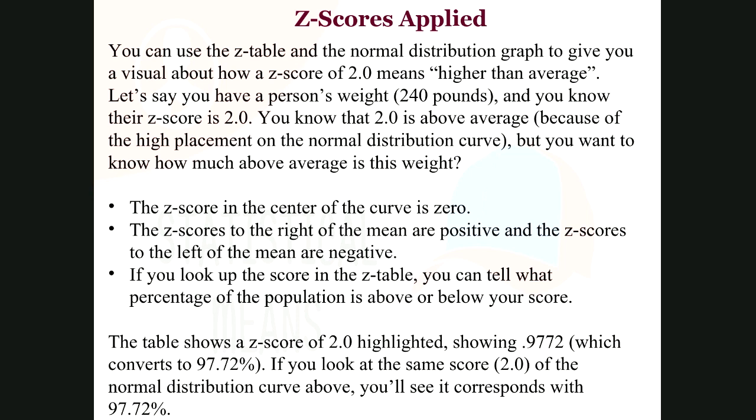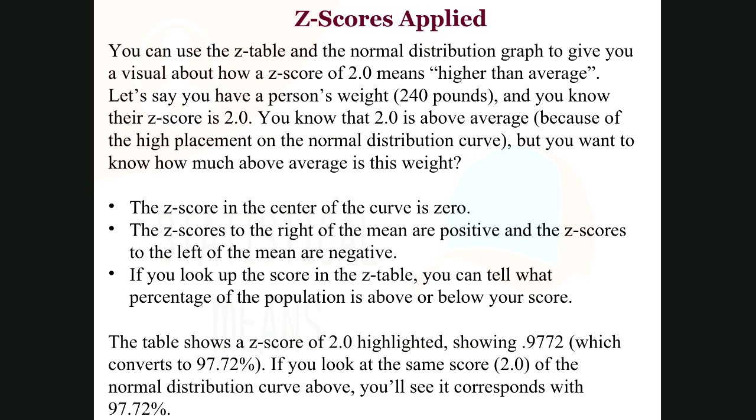So, as I mentioned to some of you in your homework, you're given the numbers. You're producing a graph. In this case, we have a Z score. We know what the Z score is. We know that 97.72% of the population is lower than this 240 pounds. Remember, you're dealing with 100%. So if you take 100% minus 97.72, or 1 minus 0.9772, you get 0.0228 or 2.28%.